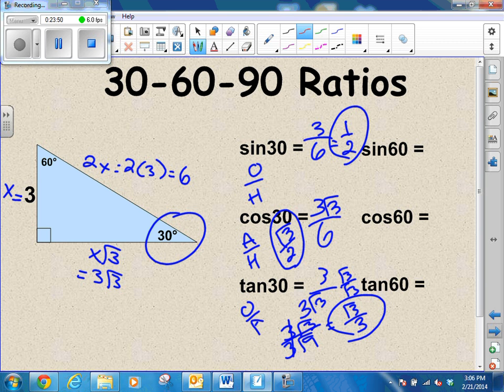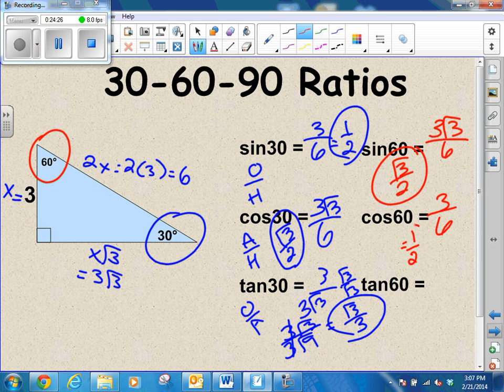Okay. I'm going to go stand on 60 now. What am I now not touching? 3 radical 3, that's on top. What is my hypotenuse? 6. What happened? It's the same as cosine of 30 degrees. That is not a coincidence. 60 degrees, what am I touching for cosine? 3, my hypotenuse, 6. What did that switch with? Sine of 30. That's not a coincidence either.